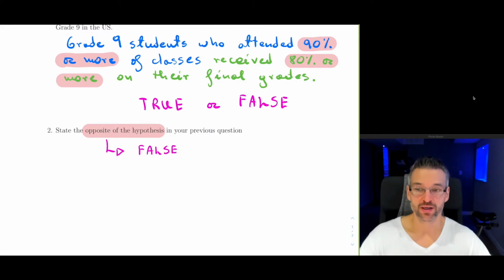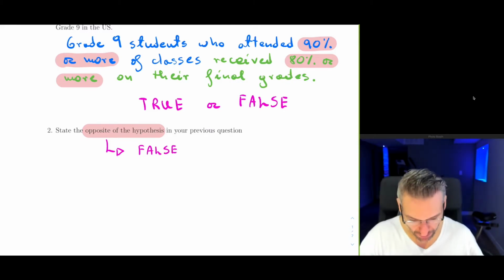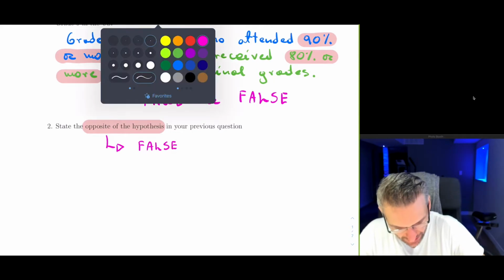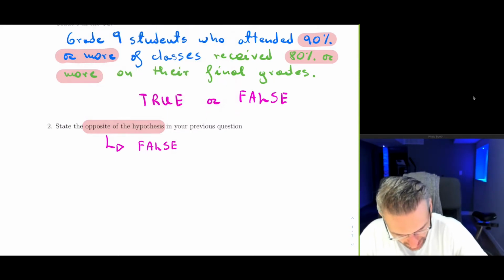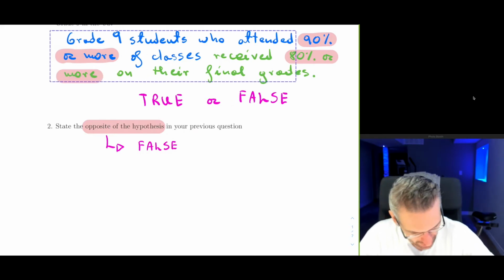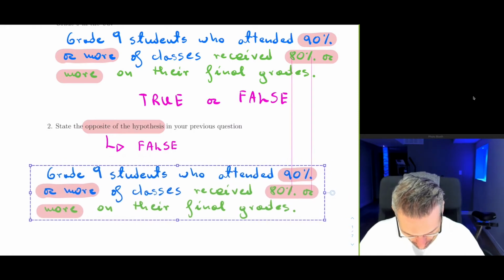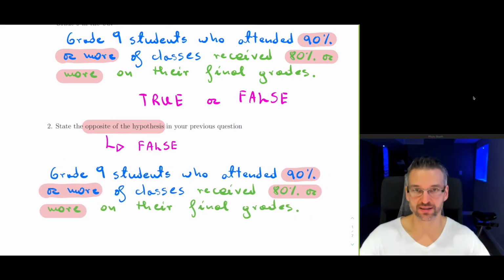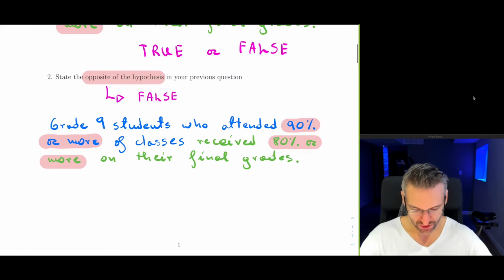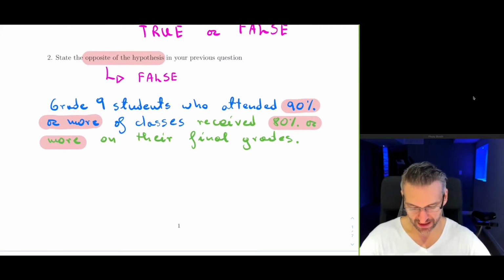All right. So the opposite of the hypothesis above, we could literally rewrite this, and I will highlight and take it here. So let me copy it, bring it down. And now what we want is the opposite of this. So the opposite is basically grade 9 students who attended 90% or more of classes didn't receive 80% or more on their final grades.